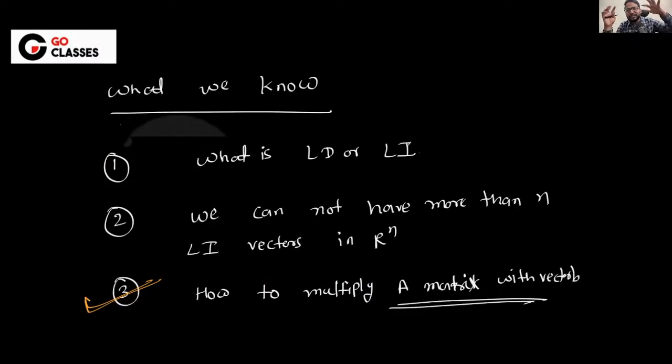So till now, let me just summarize everything before we go further, because now we are entering into the world of linear algebra. Okay, we are actually entering now. So we have just built the basics. We now know how to multiply a matrix and a vector. So basically, we know what is linearly dependent and linearly independent, right? We know we cannot have more than n linearly independent vectors in Rn.